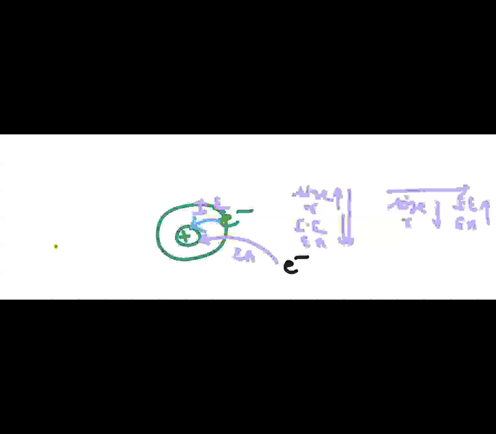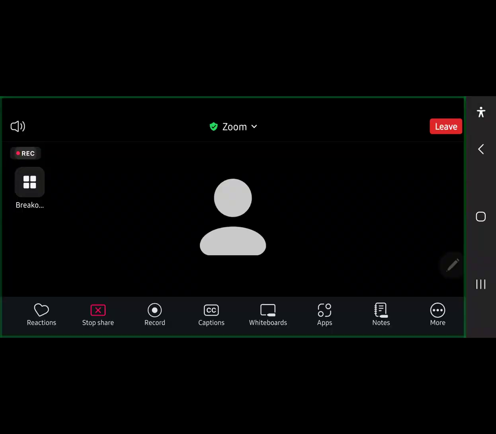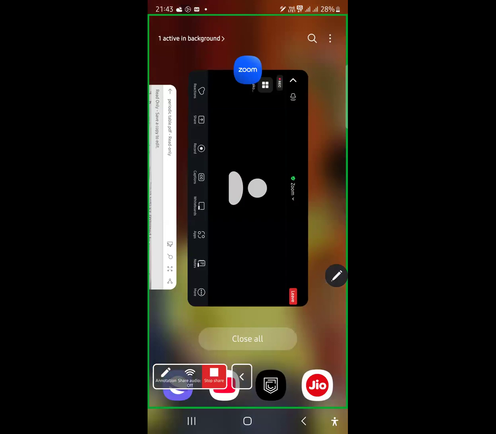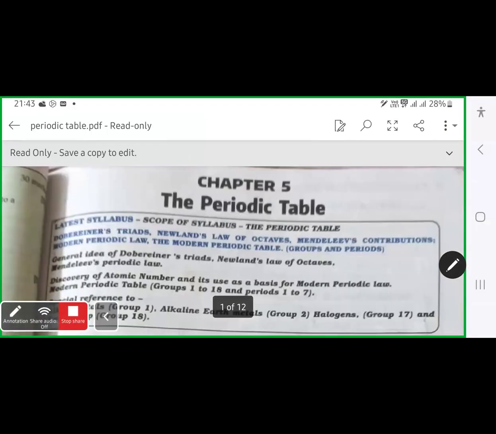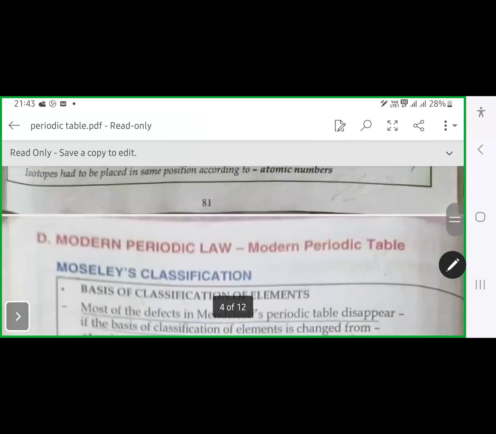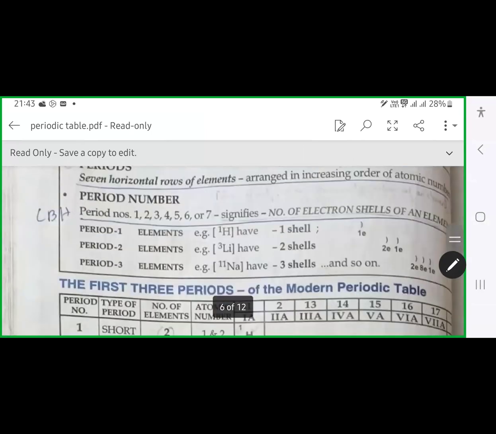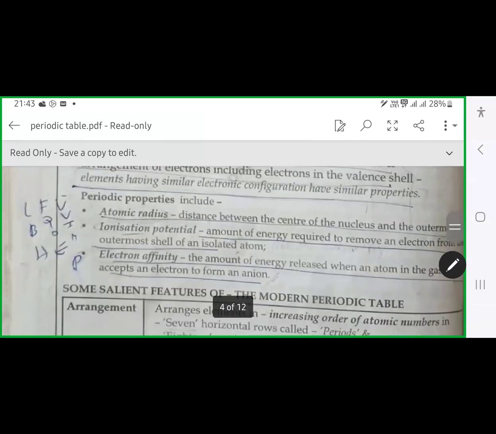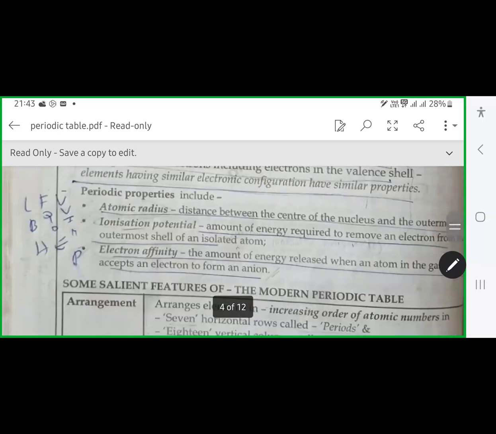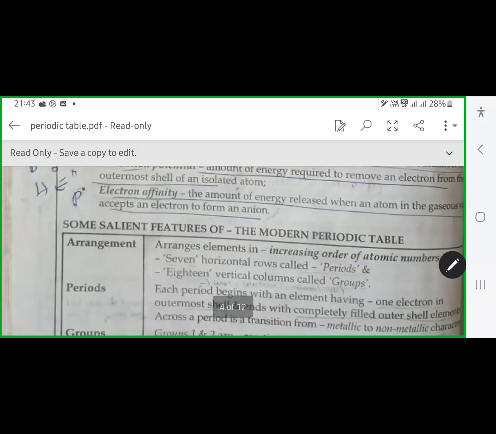Okay, done. Okay, can we move back to your book? Yes, sir. So periodic properties, read these three. Are you comfortable now? Okay, I'll read them. Okay, clear? So now arrangement, there are 7 periods and 18 groups, understand? Yes, sir. These periods are classified into different names.